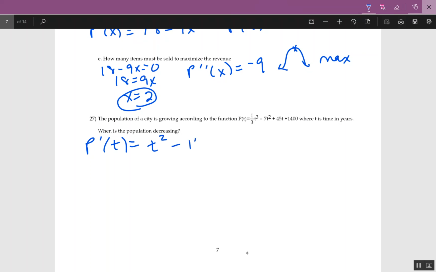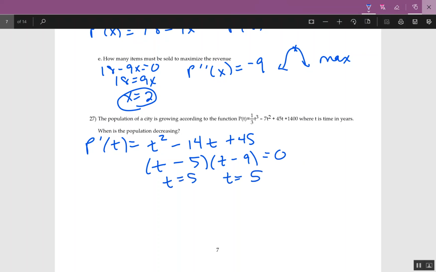The 7 times 2 is 14t, and then I have 45. So the 45t is just 45, the 1400 is gone. So I'm trying to find factors of 45 that give me 14. So that would be t minus 5 and t minus 9. So 9 times 5 is 45, 9 plus 5 gives me 14. So we set this equal to 0, we have 5, we have 9. I wrote 5 twice, sorry about that, let's fix that.